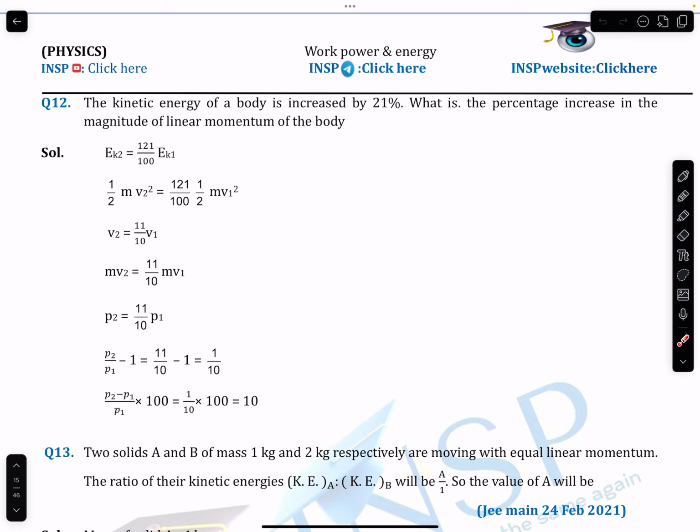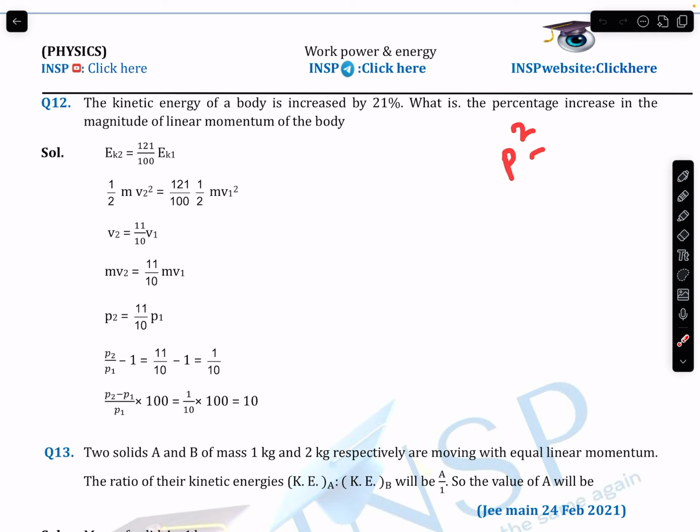Now these type of questions are very common in case of WP. The kinetic energy of a body is increased by 21%. What is the percentage increase in the magnitude of linear momentum of the body? So we will use that formula. There are many methods. One such method is given here. However, I am going to tell you another method.